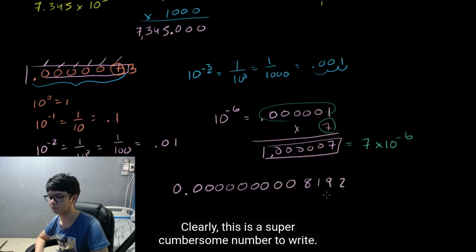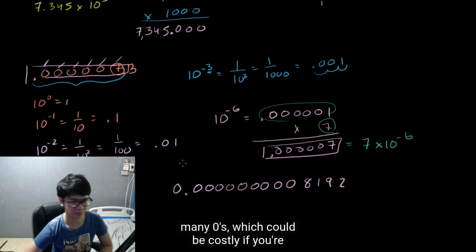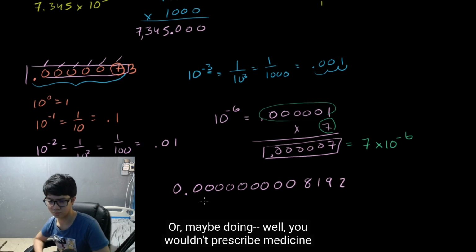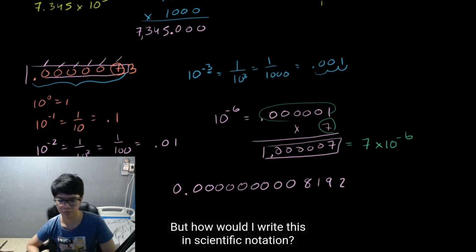0.0000000008192. Clearly, this is a super cumbersome number to write, and you might forget a 0 or add too many zeros, which could be costly if you're doing some important scientific research, or maybe you wouldn't prescribe medicine at this small dose, but maybe you will. I don't want to get into that. But how would I write this in scientific notation?